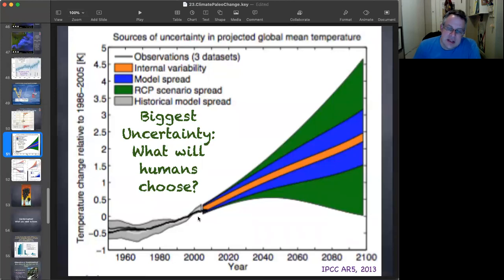So in sequence, we are first dominated by uncertainty due to internal variability. Then we are dominated by uncertainty due to model physics. Then we eventually end up being dominated by uncertainty about human choices. This is kind of fundamental to the way that almost all of the variables work out if you look at them.